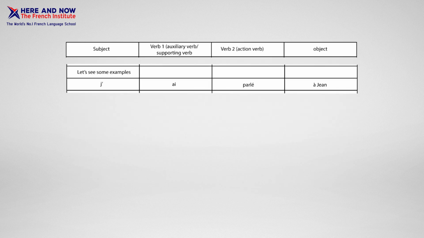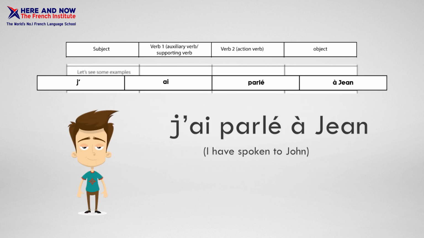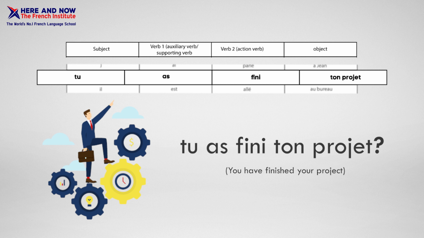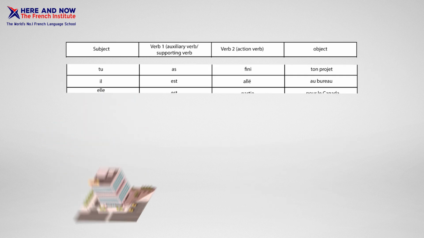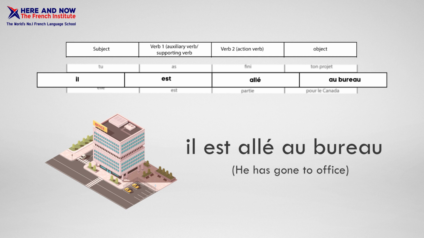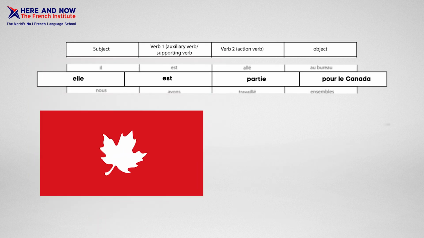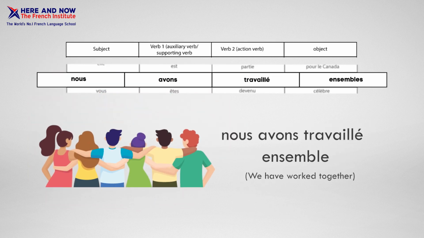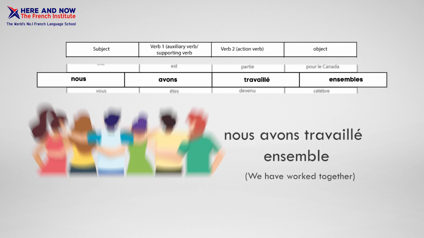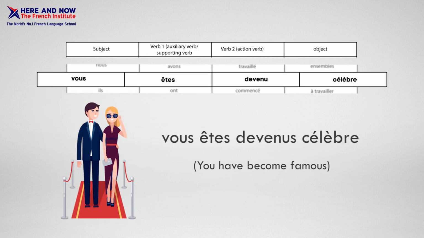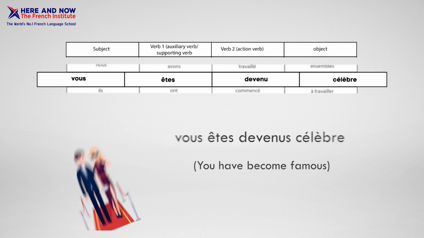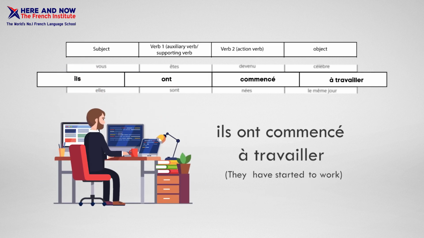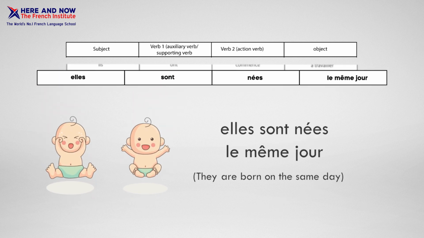Let's see some examples. J'ai parlé à Jean. Tu as fini ton projet? Il est allé au bureau. Elle est partie pour le Canada. Nous avons travaillé ensemble. Vous êtes devenu célèbre. Ils ont commencé à travailler. Elles ont né le même jour.